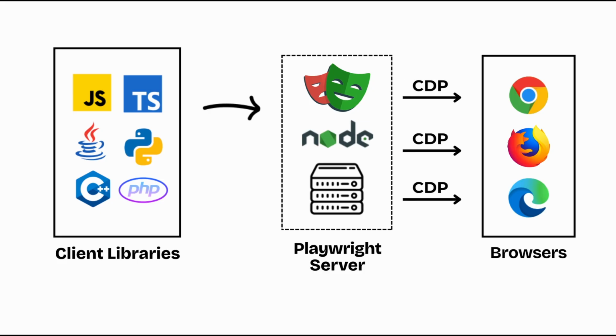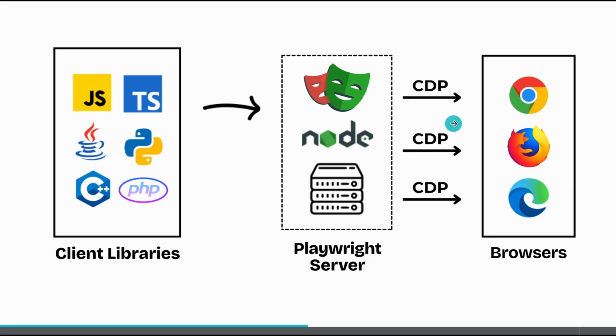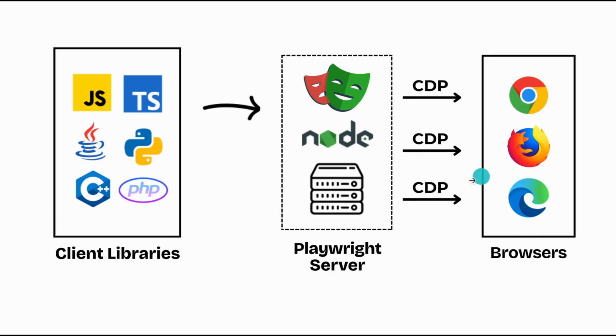So what does CDP mean? CDP stands for Chrome DevTools Protocol. Your Playwright server uses CDP to communicate with your browsers. Whenever a request is sent from your Playwright server to the browser, it processes that request and gives back the response. That response is passed back to your client library, meaning the place where you executed your script. You get to know the results of your script.